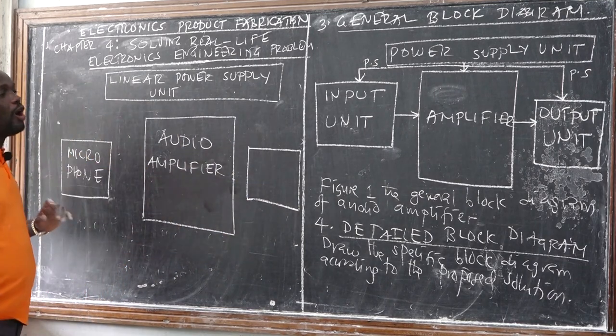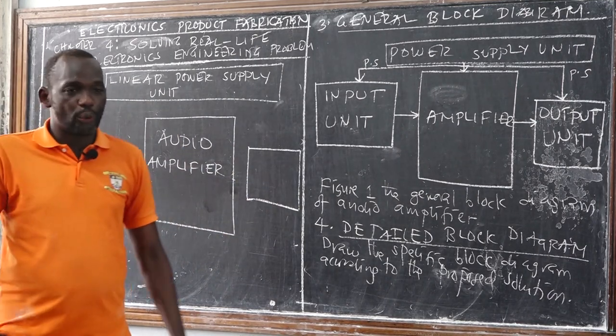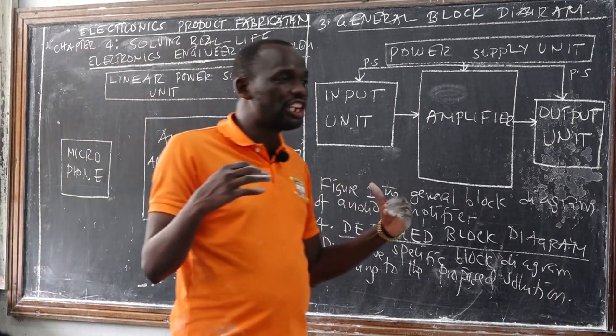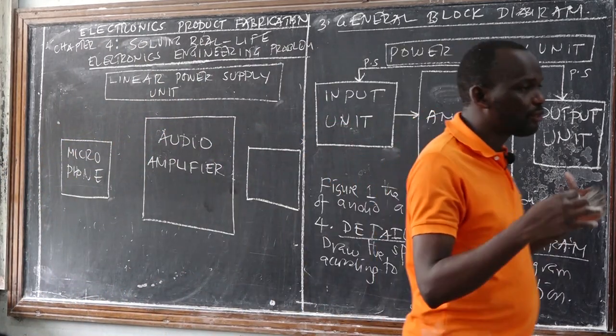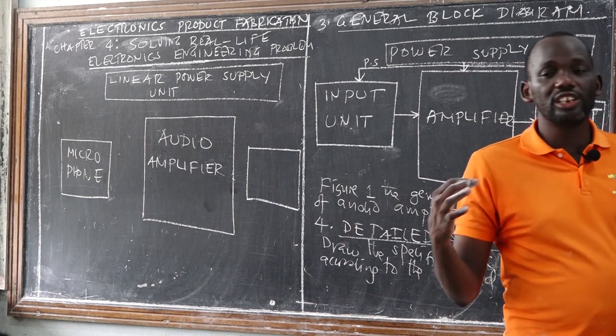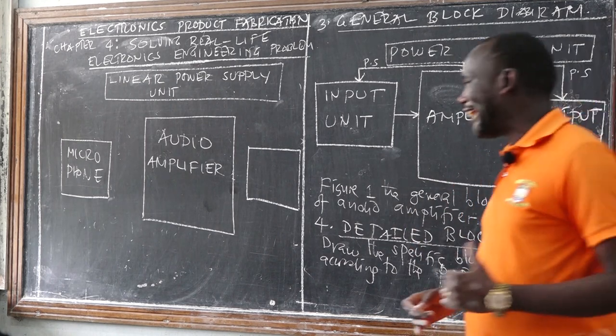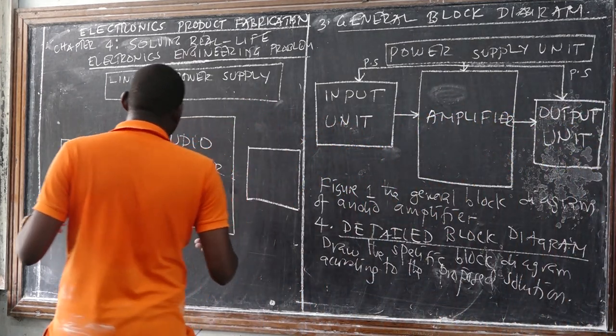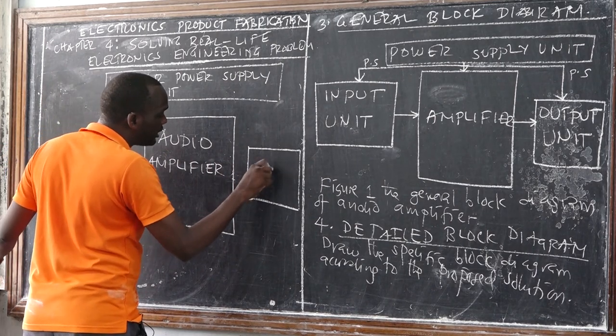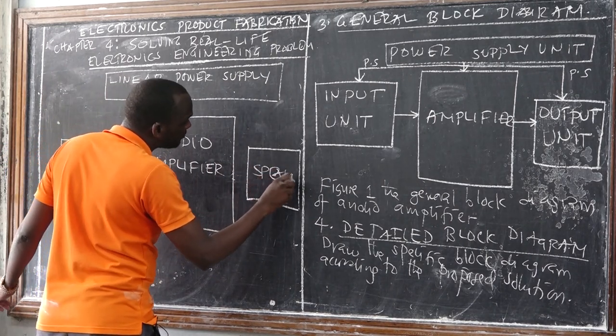Then we are going to the output unit. When this audio signal is amplified, we have to feed it into the output unit. And at the output unit, because we want to do public address, we specify it: it's a speaker.